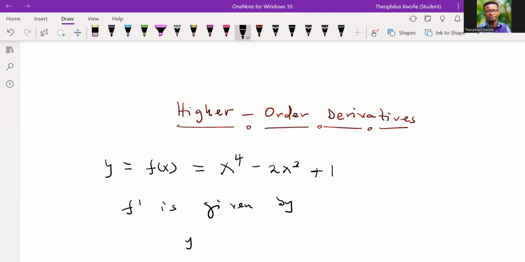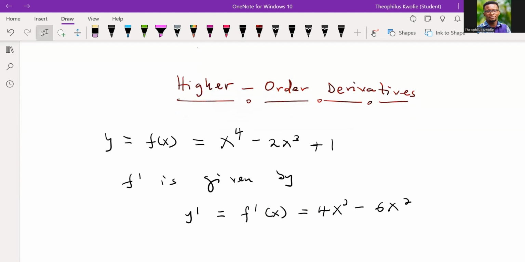It will be given by y prime equal to f prime of x equal to 4x to the power 3 minus 6x to the power 2. And we said that when we differentiate the constant, we get 0. So we get something like this. So far, we've been looking at the first derivative. When we look at the previous episode, we've been looking at the first derivative of functions.